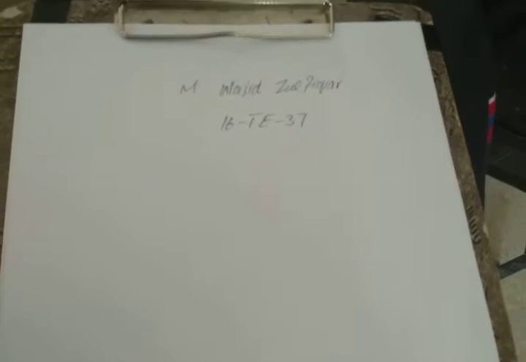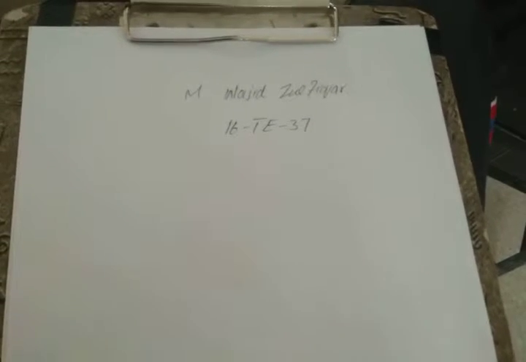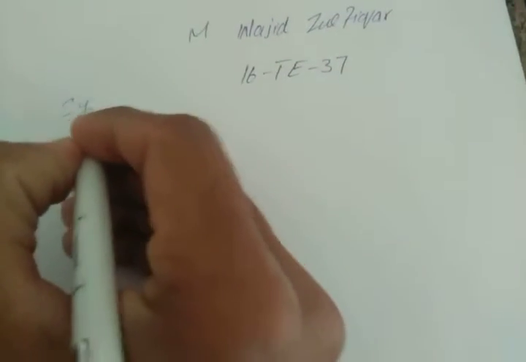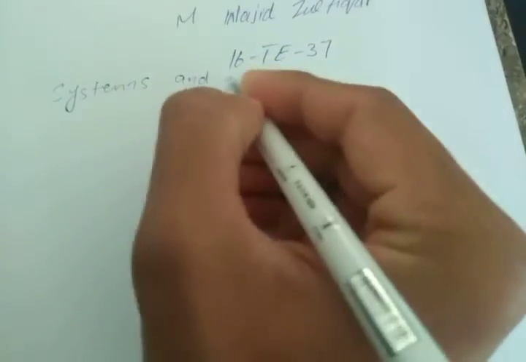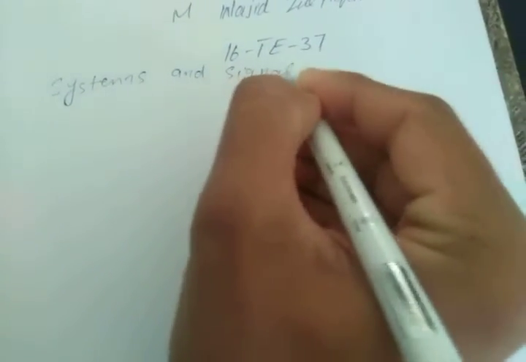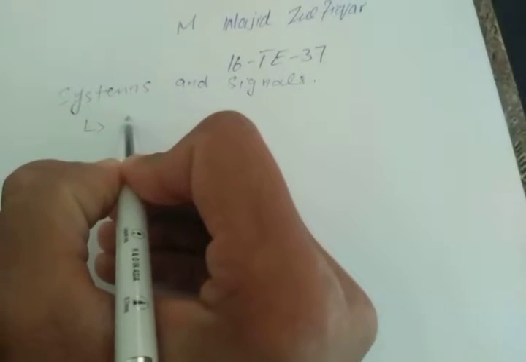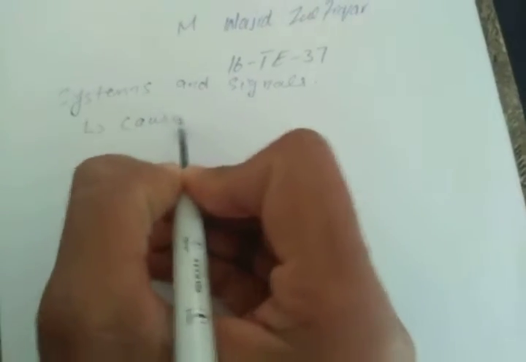Today we are going to discuss lecture 3 of digital signal processing. In this lecture we are going to start the basic systems and basic signals. First of all, we will look towards the systems, in which we will discuss the causal and non-causal systems.